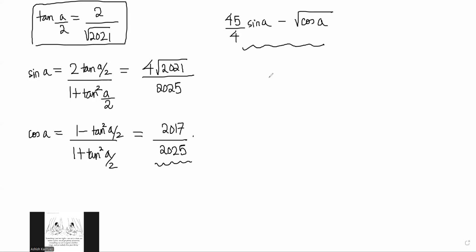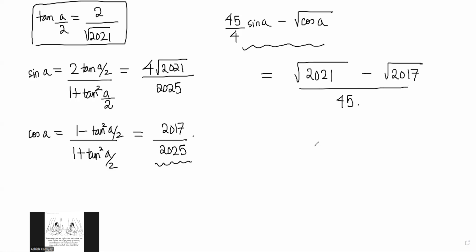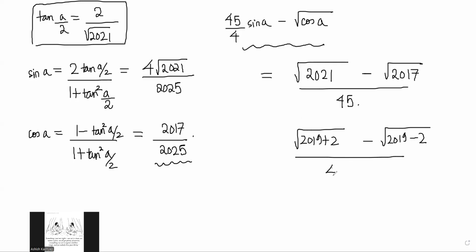And if you calculate it, you will get the value as root over 2021 minus root over 2017 divided by 45, which you can see is 2019 plus 2 minus 2019 minus 2. Do you understand what I'm saying? See, it's just a calculation. Maybe you made some calculation mistake, right? Were you getting something like this?